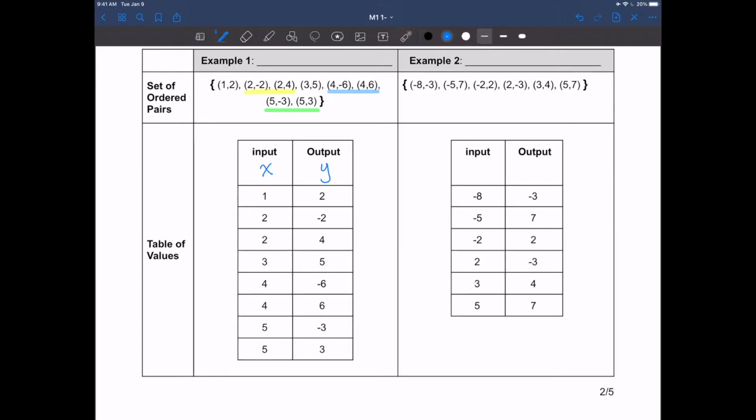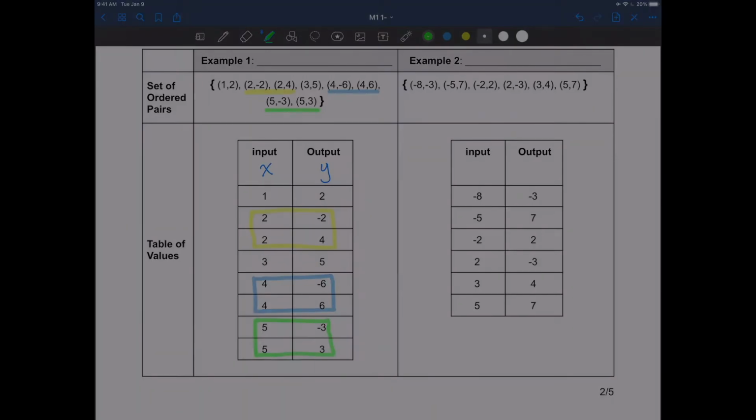So we can see a little bit more clearly from the table that it's not a function. So remember, that's one reason why it's not a function. You could have also said, hey, those inputs, 2, 4, and lastly 5, have more than one output, so it's not a function.